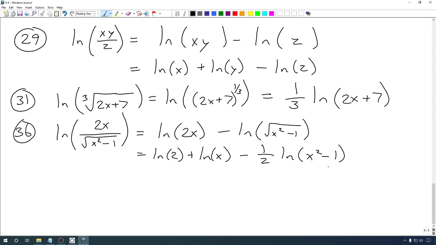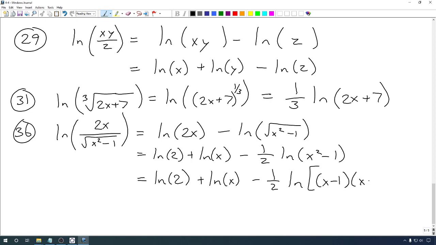And like I said before, this might indicate that we are at a stopping point. We have a difference of things inside the logarithm. But note that we can factor x squared minus 1. We can go ahead and factor that as x minus 1 times x plus 1. And once we factor it like that, we could go ahead and split this up.